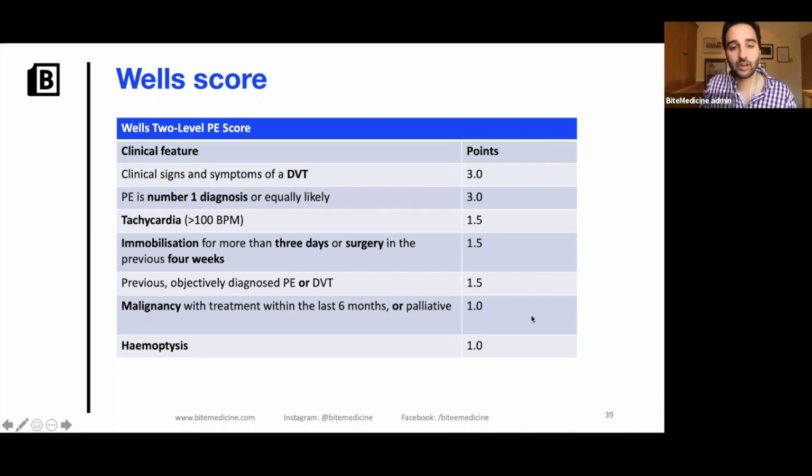And then, like we said already, remember those two differences between NICE and the Wells score in terms of surgery and active malignancy. So like we said, NICE say active malignancy, Wells say malignancy with treatment within the last 6 months or palliative. That's one difference between NICE and the Wells score.